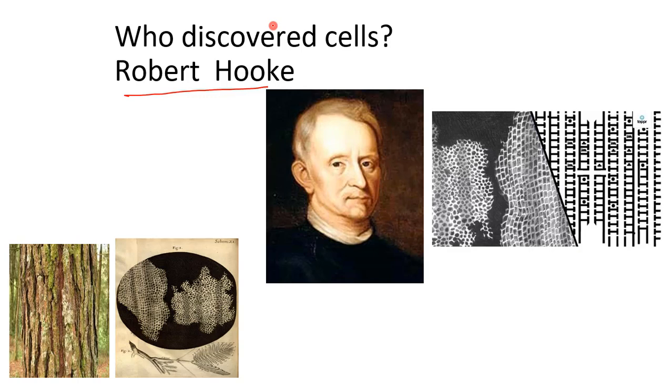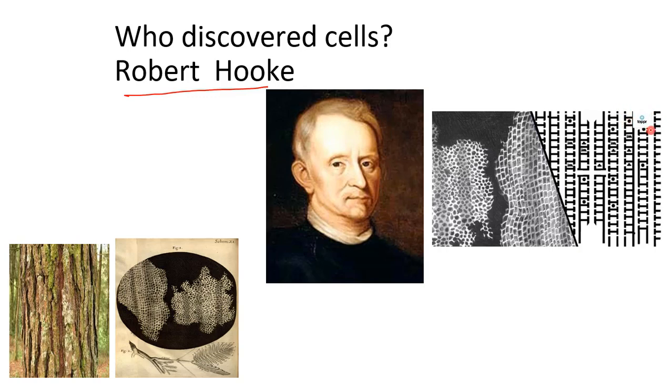The next question which arises in my mind is, okay, Robert Hooke discovered the cell, but how? What did he do to conclude that every living organism is made up of cells? It is said that Robert Hooke was a great scientist, and he had his own microscope, and he used to look at different things under the microscope. One day he went near a tree and took the cork tissue.